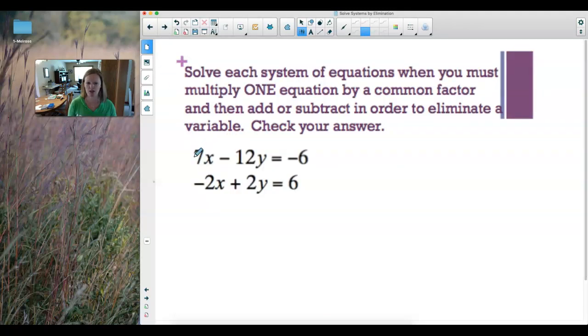In this one, I notice that in front of the x, I have a 7 and a -2. Now I'd have to multiply it by a decimal to make that work, so I really don't want to do that. But on the second one, I have a 12 and a 2. Now that seems to work nice.